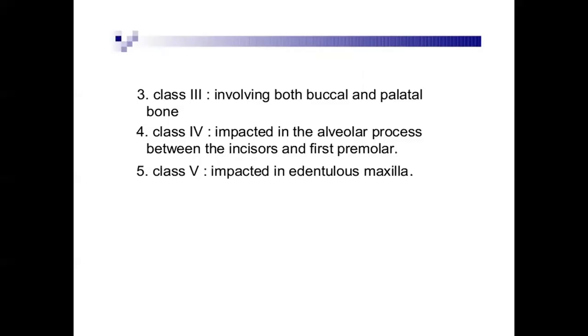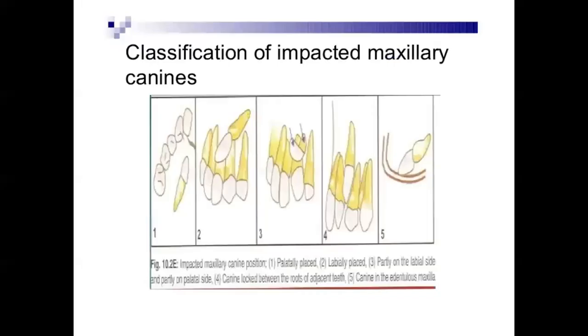Class 4 indicates that the impacted canine is present in between the adjacent teeth, which means adjacent to the central and lateral incisors and the first premolar. Class 5 indicates the impacted tooth which is present in the edentulous maxilla. It's a pictorial representation where class 1 shows the palatally placed canine. Class 2 is a buccally or labially placed canine. In class 3, part of the canine is buccally placed and part of the canine is palatally placed. In class 4, the canine is located in between the adjacent teeth. And class 5 is where the canine is present in the edentulous maxilla.